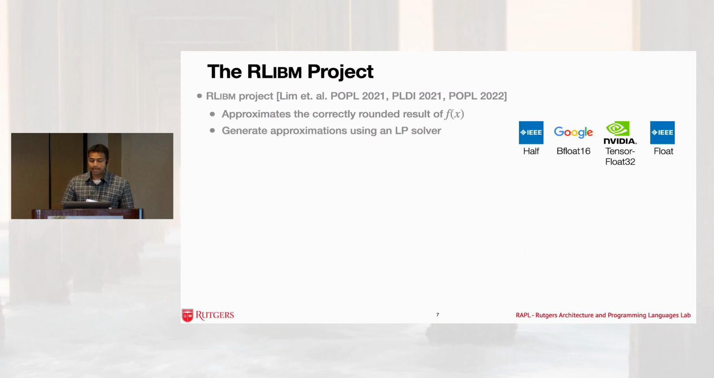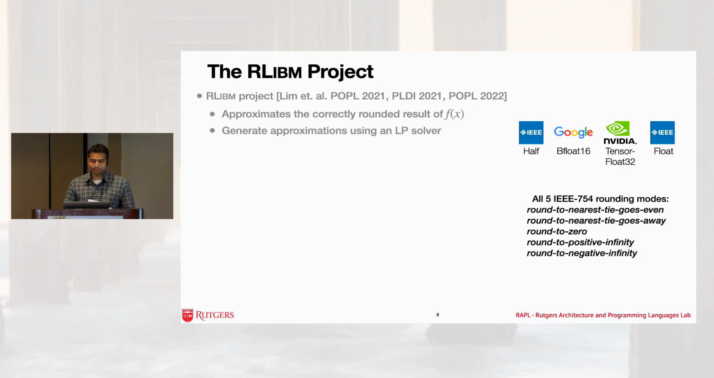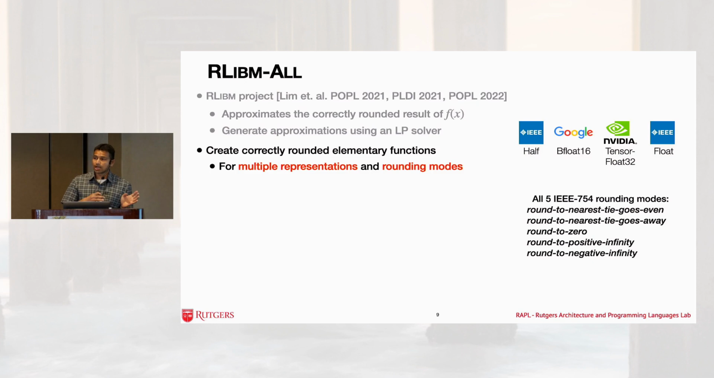But now, everyone is designing their own representations, such as bfloat16 from Google and TensorFloat32 from NVIDIA. Additionally, people are using different rounding modes, such as the round to zero mode, for efficient hardware implementations. So our goal now is to produce correctly rounded results for all these representations and rounding modes, not just for the float type.